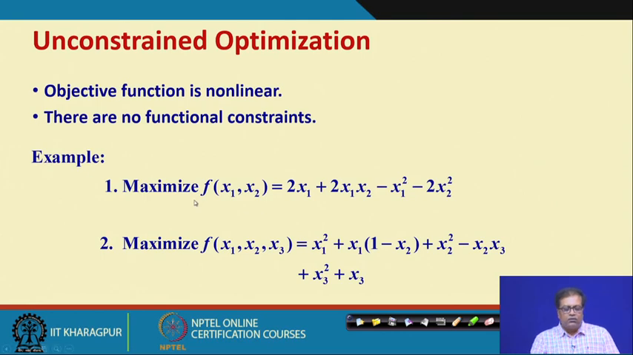Similarly, you can also have a 3 variable problem, x1^2 + x1(1 - x2) + x2^2 - x2x3 + x3^2 + x3, etc. So, these are all unconstrained optimization problems.